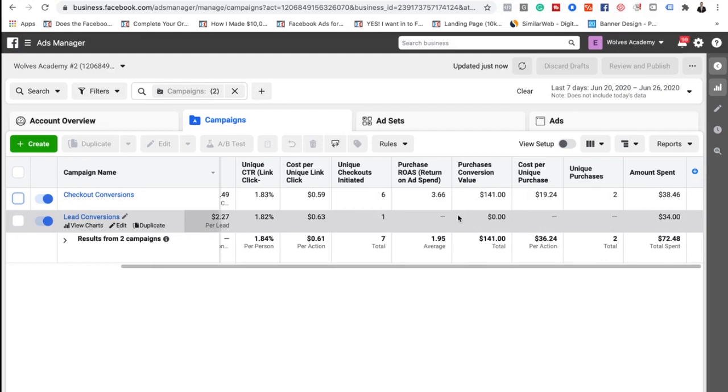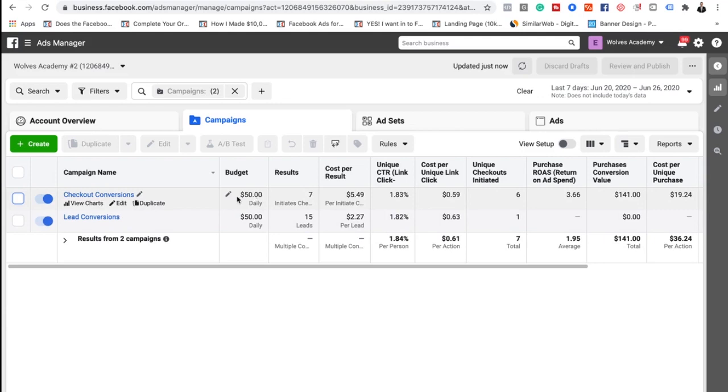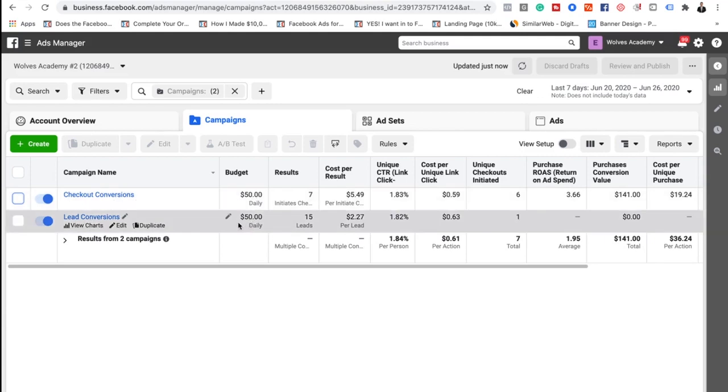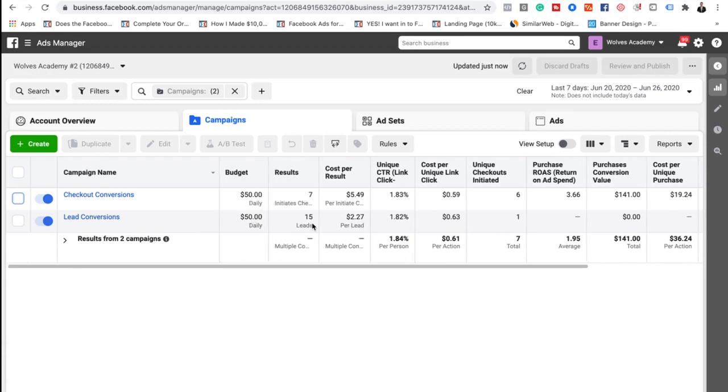But we're gonna go ahead and look at a little bit more data because this one isn't performing. What we're gonna do, because it's a CBO campaign, we're gonna go ahead and actually edit this. So we're not gonna do anything budget-wise for the lead conversions campaign. We're gonna let it run another 24 hours. If it gets to about $100 without a purchase conversion, I'm just gonna go ahead and shut it off. But the checkout conversions, the golden rule is you wanna increase by 10 to 30% per day.